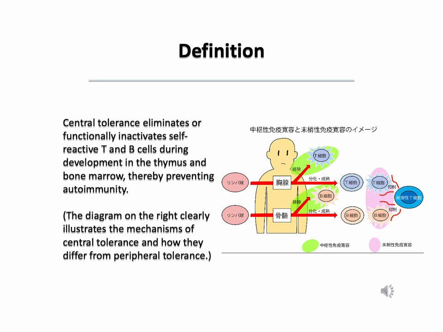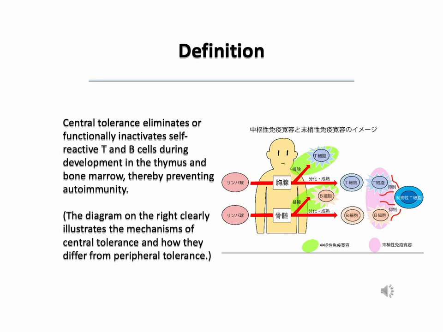First, let's look at how central tolerance works in T cells. T cell development occurs in the thymus. During this process, T cells are tested for their ability to recognize antigens presented on self-MHC molecules.